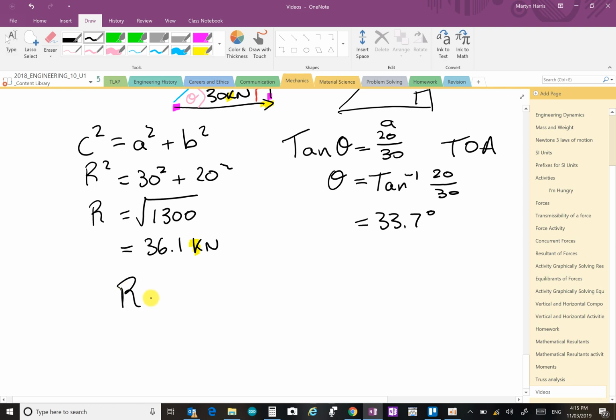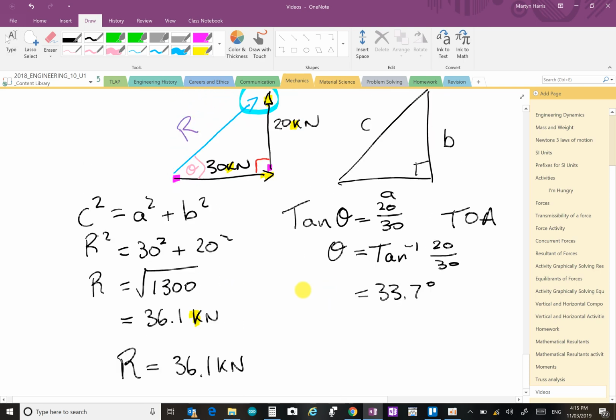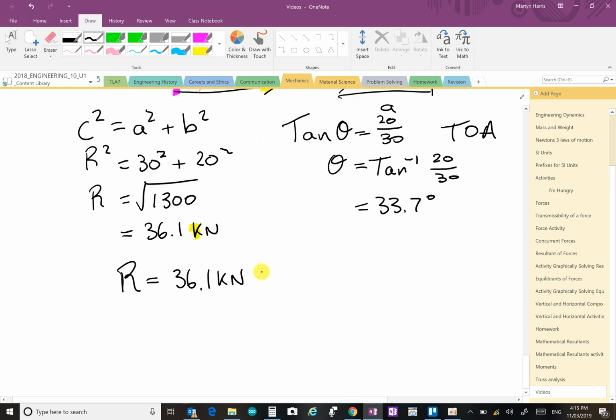So I do that like this. I go R equals 36.1 kilonewtons, and I draw in the direction that the resultant's going. You can see that just here. And so I draw in the direction that the resultant is going. I think I've gone overkill, it's a little bit big, and then I put in the degrees, what it is, and that is my answer.